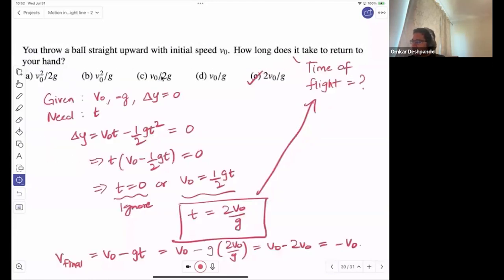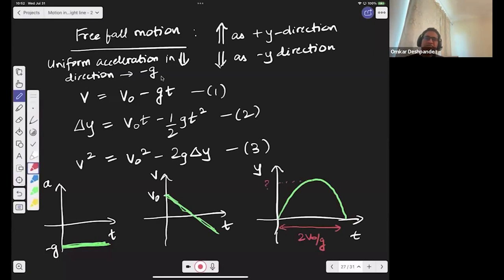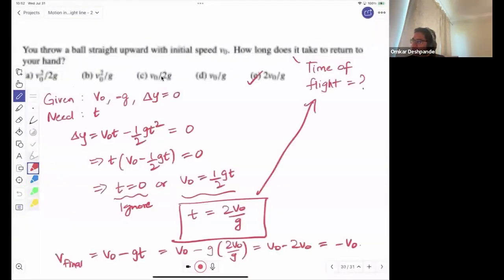What about the maximum height? That's the other thing: the maximum height to which it rises. What is that? What is the maximum height to which the ball will rise?